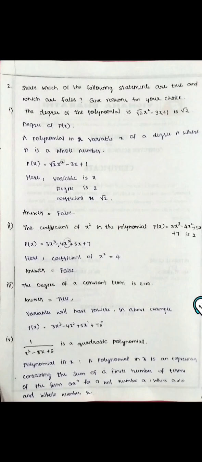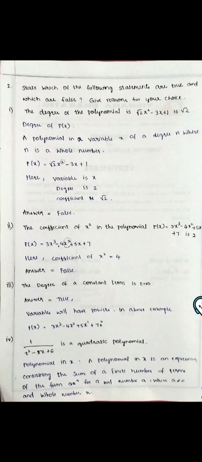If we check that definition, a polynomial in a variable x of degree n, where n is a whole number. What is that whole number? 2. Because in place of coefficients, there might be real numbers, like fractions or roots, anything. But in place of powers, we have only whole numbers. It might be 0, 1, 2, 3 and so on. So here the variable is x, the highest degree is 2, and the coefficient is root 2. So the given statement is false.